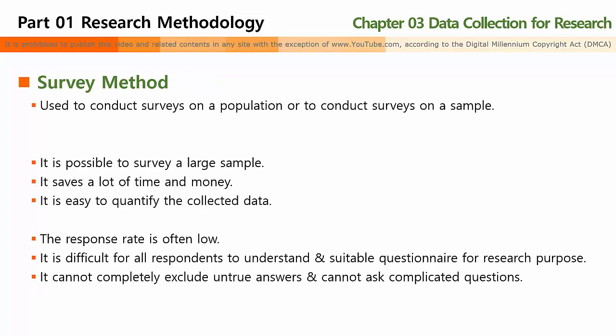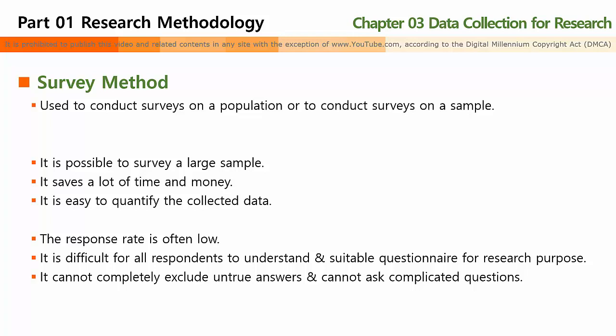The following is the survey method. It is a collection of data that is used extensively, so we should be familiar with it. The survey method is used to conduct surveys on a population or to conduct surveys on a sample. However, since population surveys are often impossible, statistical surveys targeting the population are extremely rare. The advantages of the survey method are as follows. First, if there is a will of the researcher, it is possible to survey a large sample. The larger the sample, the closer it is to the population. Therefore, researchers who are desirous of research will try to enlarge the sample.